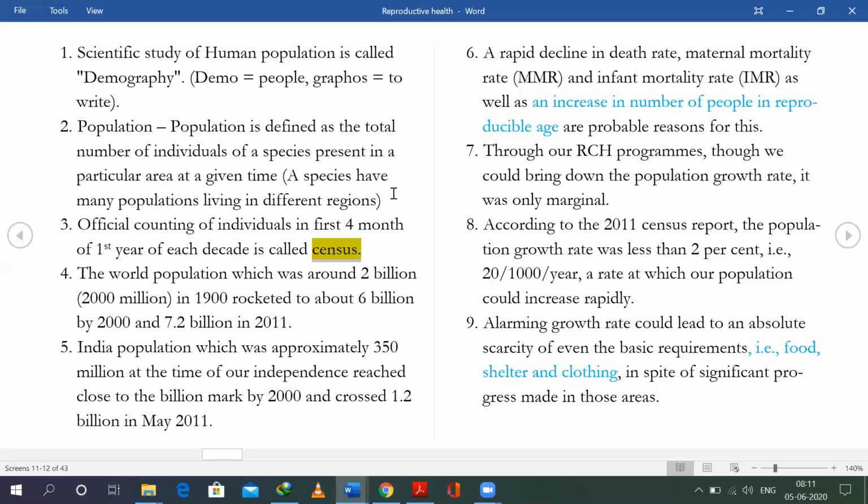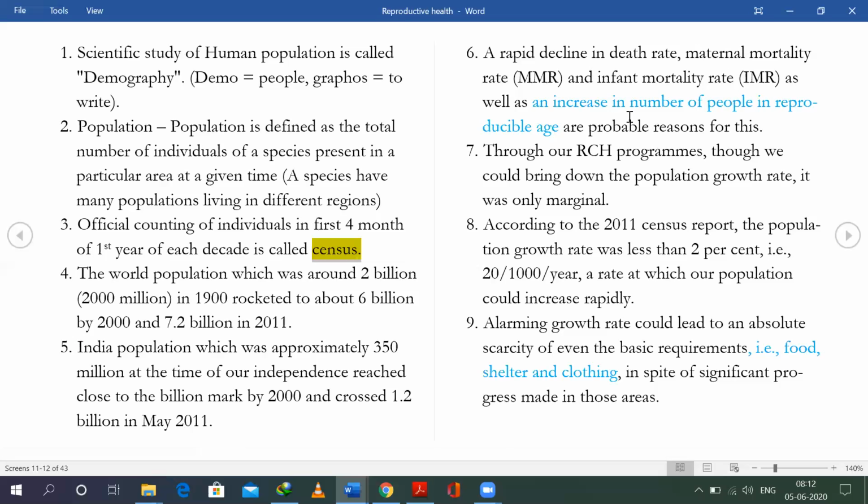You can see that the reason for the significant growth of population is the rapid decline in the death rate, in the maternal mortality rate, as well as the infant mortality rate, as well as the increase of people in their reproductive age. India is one of the nations which has more younger people, right? We are a young nation.